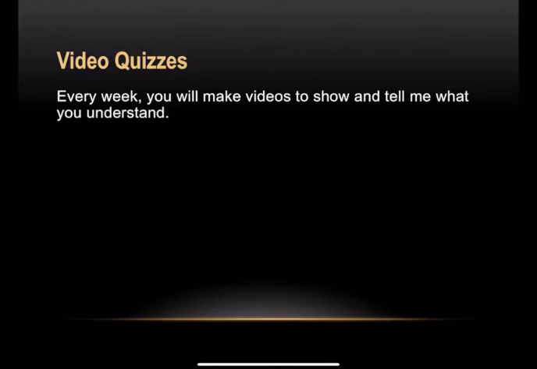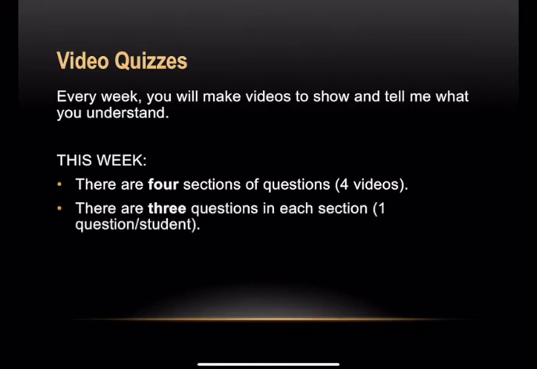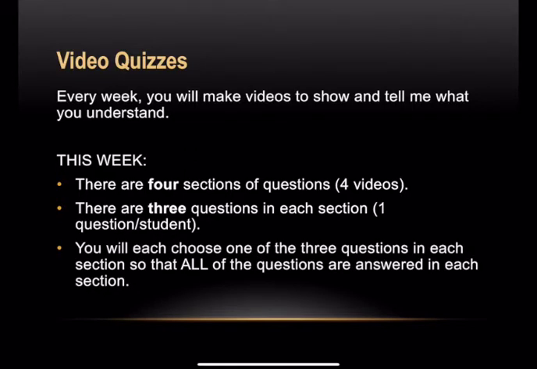So you're going to stand together as a group in front of a whiteboard, and one at a time each of you will answer a question. So this week there are 4 sets of questions, 4 sections. That means you will make 4 videos. In each set of questions, in each section, there are 3 questions, and each student will answer 1 question. So you can choose which questions you want to answer. Maybe in the first section you answer question number 1, and the second section you answer question number 2, and then maybe another student answers question number 3, and then answers question number 1 in the second section.